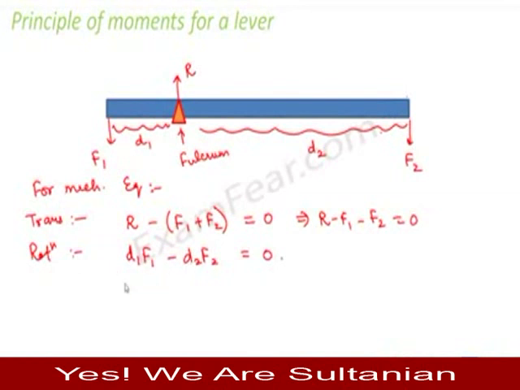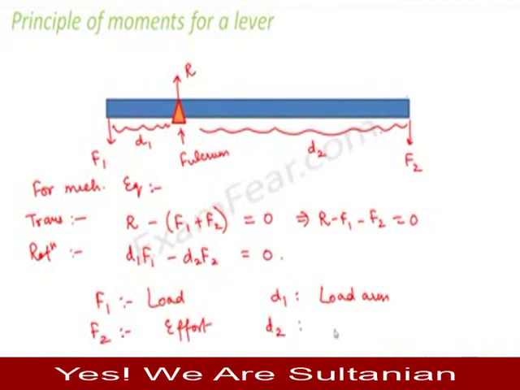In this equation, we call F1 as load. F1 is known as load. F2 is known as effort. So this is my load. This is my effort. Therefore, the distance of the load from the fulcrum is known as load arm. And the distance of the effort from the fulcrum is known as effort arm.